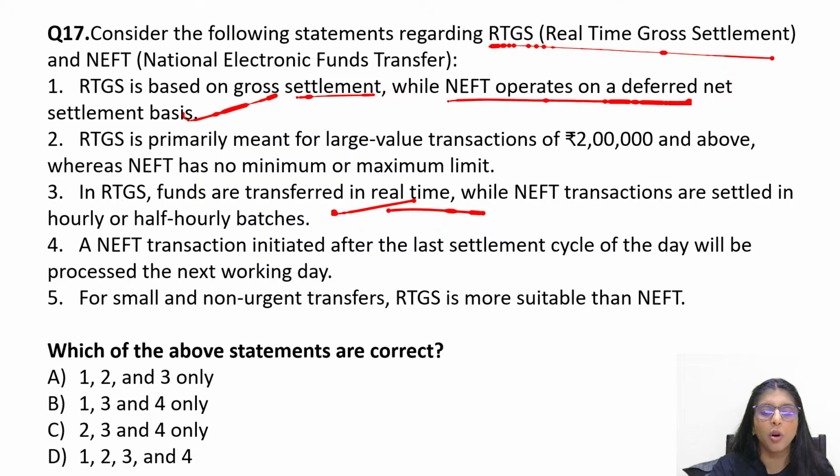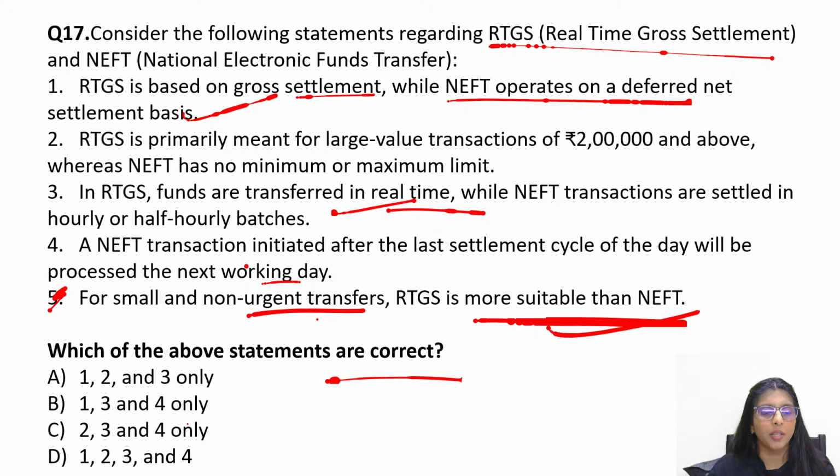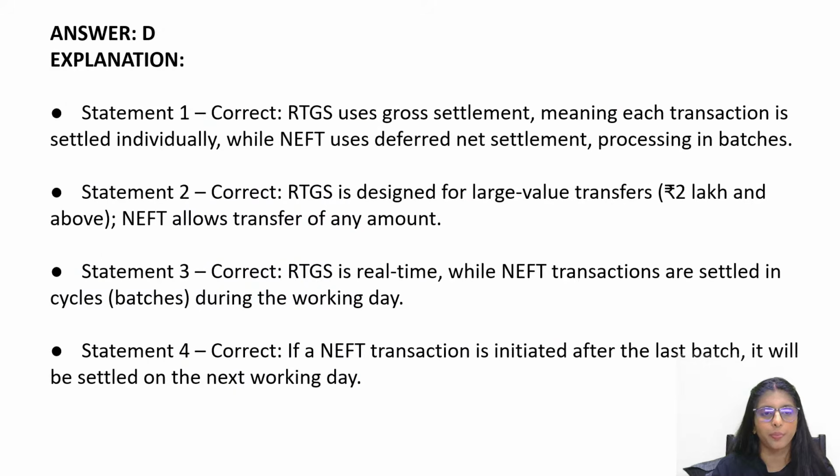It's correct. For small and non-urgent transfers, RTGS is more suitable than NEFT. It's correct. So, which are the correct statements? All four are correct statements. That is, option D is the right answer. One, two, three, four.